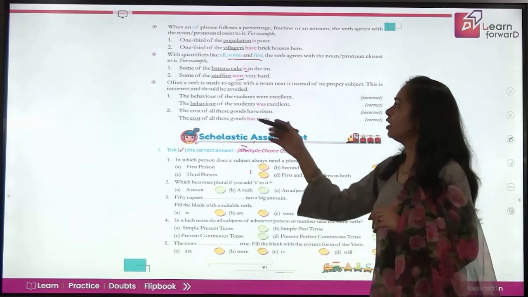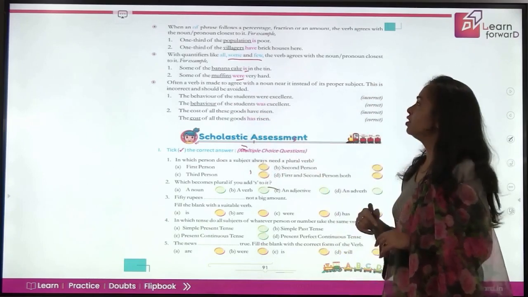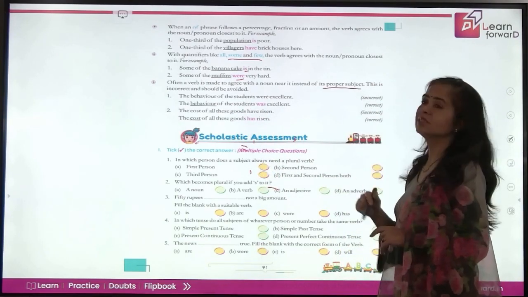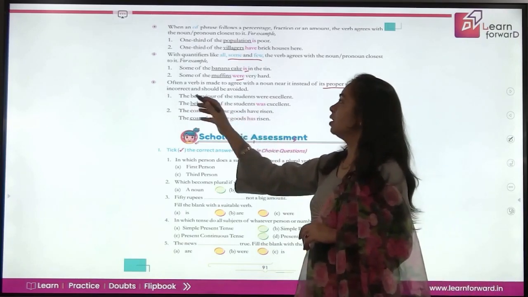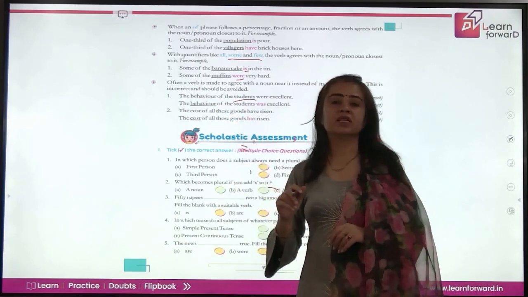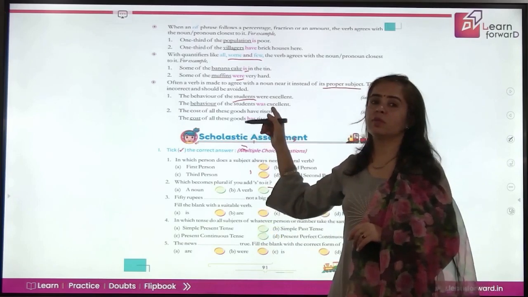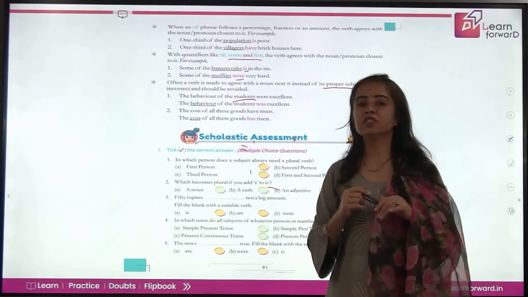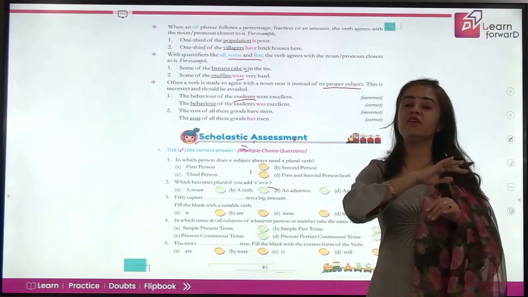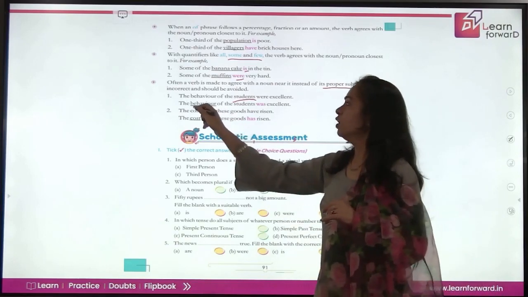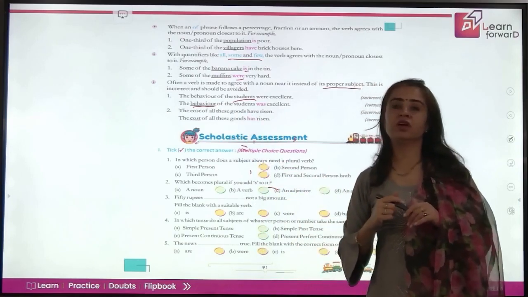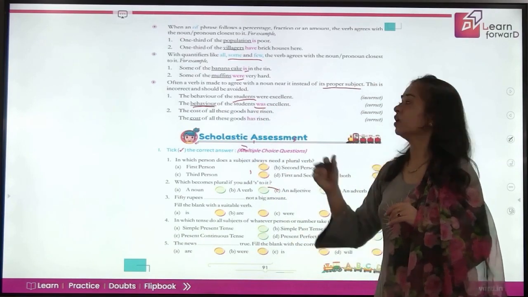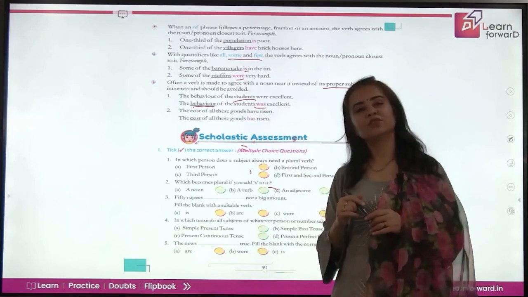Coming to the next, often a verb is made to agree with the noun near it instead of its proper subject. For example, we say the behavior of the students. Here it seems we are talking about students, but it is not correct. We are not talking about students which is plural. We are talking about their behavior which is singular. So we'll look at this word behavior which will give the impact of a singular verb here. So the behavior of the students was excellent.